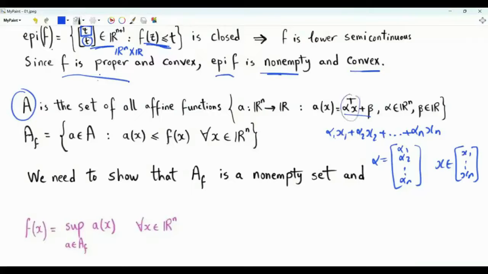This is the inner product, so it is alpha 1 x1 plus alpha 2 x2 all the way to alpha n xn plus beta, which is a real number.